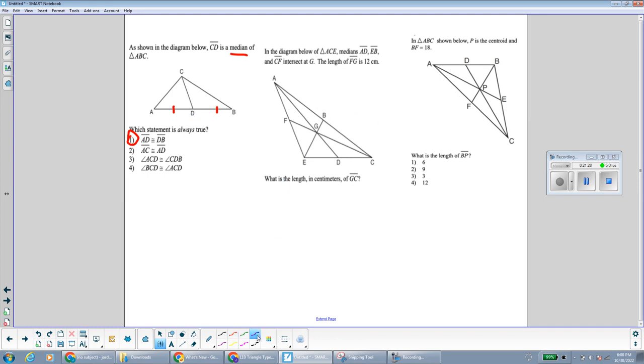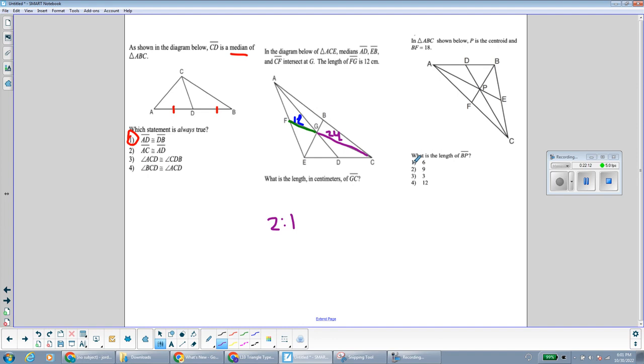In the next example, we have triangle ACE, and we're told that we have 3 medians in the triangle. The length of FG is 12 centimeters. I see that FG is the shorter part of median FC. We need to find the longer part of that median GC. Well, I know the centroid, where the medians meet, splits each median in a 2-to-1 ratio. Since the 12 part is the shorter part of the median, GC is the longer part, so it should be double the shorter part. So it should be 24.